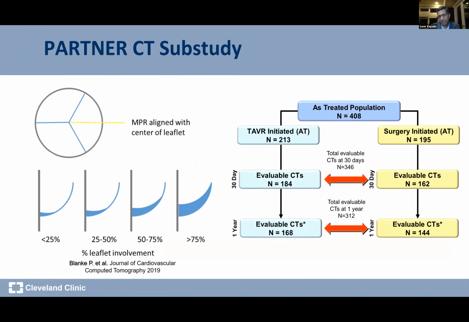Leaflet thrombosis, again, a lot of data, a lot of different things to learn. But I think the most important thing is this is the most classic classification that we are going to use in the VARC-3. So less than 25%, 25 to 50, 50 to 75, or more than 75% of the leaflet that is affected by the thrombus formation. And it is a dynamic process. So this is the PARTNER sub-study.